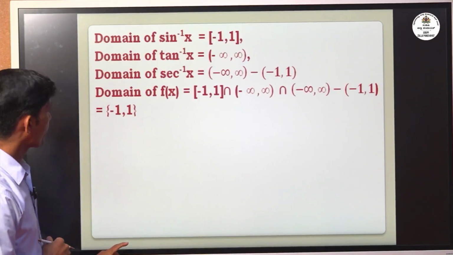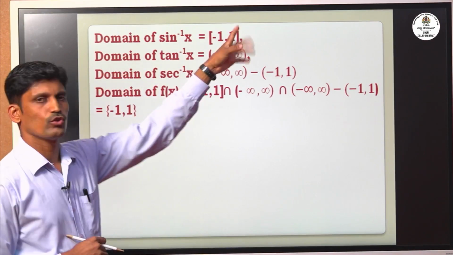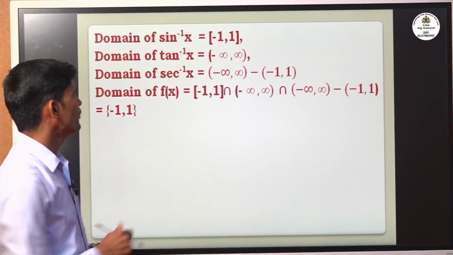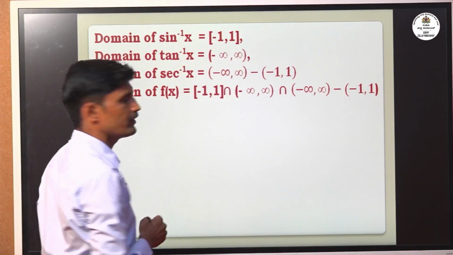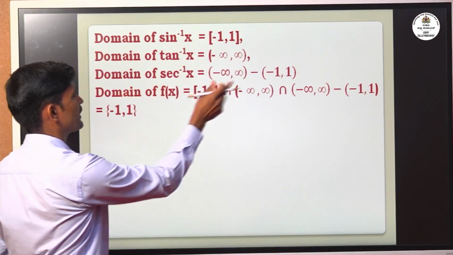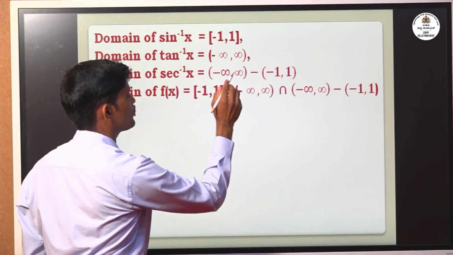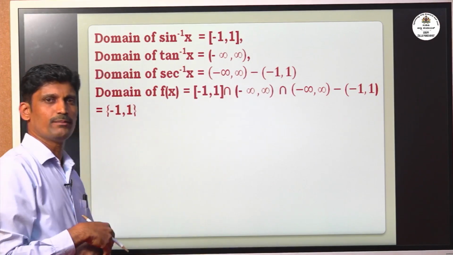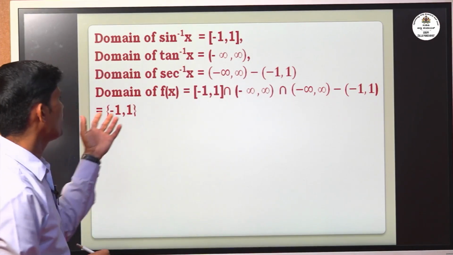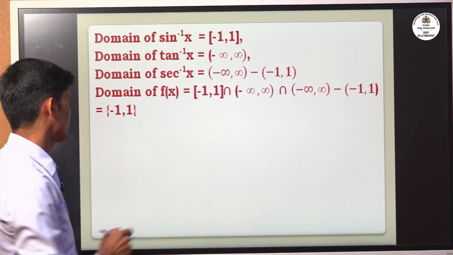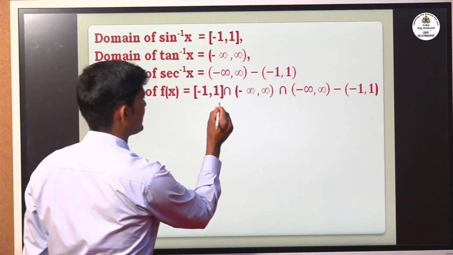Let us see. The domain of sin inverse x is the closed interval minus 1 comma 1, the domain of tan inverse x is minus infinity to infinity, and the domain of secant inverse x is the set of all values except the values between minus 1 and plus 1. Therefore what is the domain of the sum of the function? Domain of the sum is the common domain, the intersection.